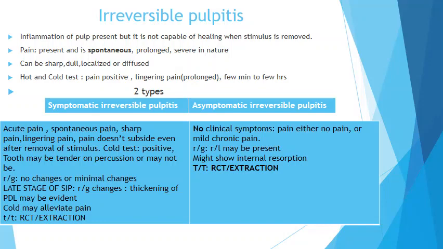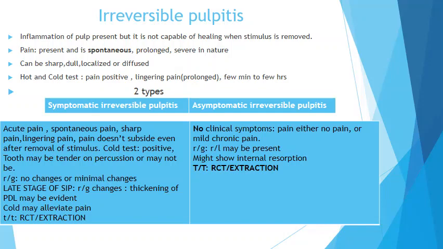One thing more which I forgot to mention about symptomatic irreversible pulpitis, the reason for this condition can be deep restorations, deep caries, any kind of trauma or fracture to the tooth, or any other kind of pulp exposure. This can lead to symptomatic irreversible pulpitis. Symptomatic is when you have symptoms. Now we will go back and study the asymptomatic irreversible pulpitis.